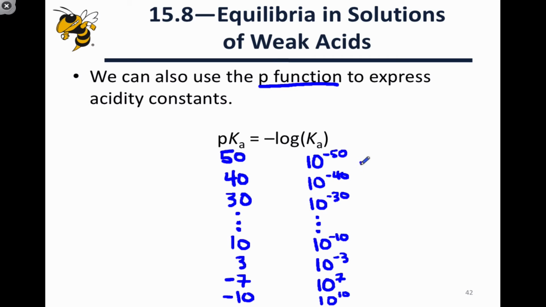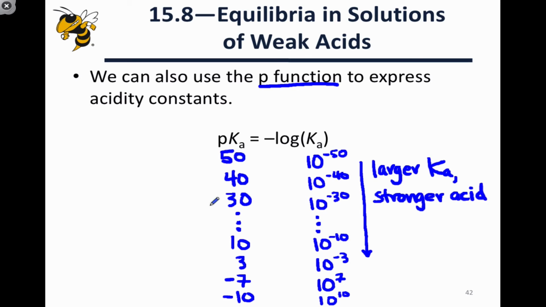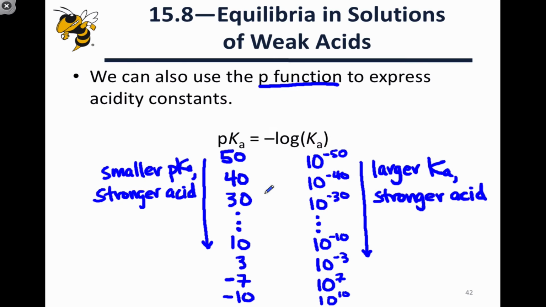What we see in this progression is that on the Ka side, the larger the Ka is, the stronger the acid is. Note, however, that the opposite holds true for the pKa. As the pKa decreases, the acid gets stronger. And this is essentially just a consequence of the fact that a negative sign appears in this equation.